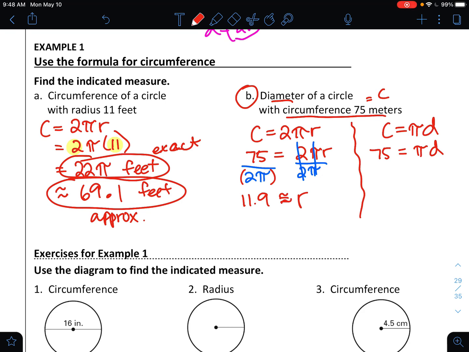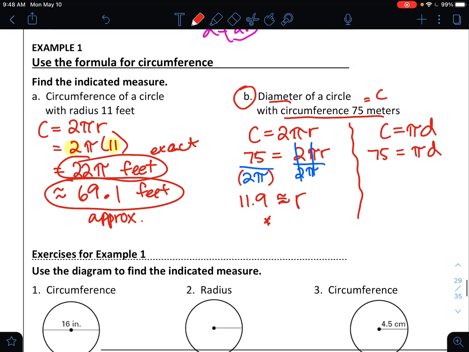Okay? Now, if that is my radius, I need to multiply by 2 to get diameter. So I'm probably not going to round on my calculator and just turn right around and hit times 2. So I'm going to say that the diameter is approximately 23.9, 23.87. It kind of depends on how you rounded it.